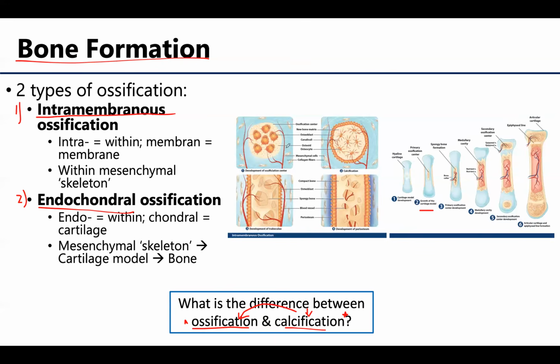Now, I don't want you to memorize these specific steps. So this is intramembranous here, and this is endochondral here. And it gives you kind of these big picture steps by which this occurs. But I do want you to at least understand these basics in terms of intramembranous is through the mesenchymal skeleton, and endochondral has that extra step of the cartilage model.